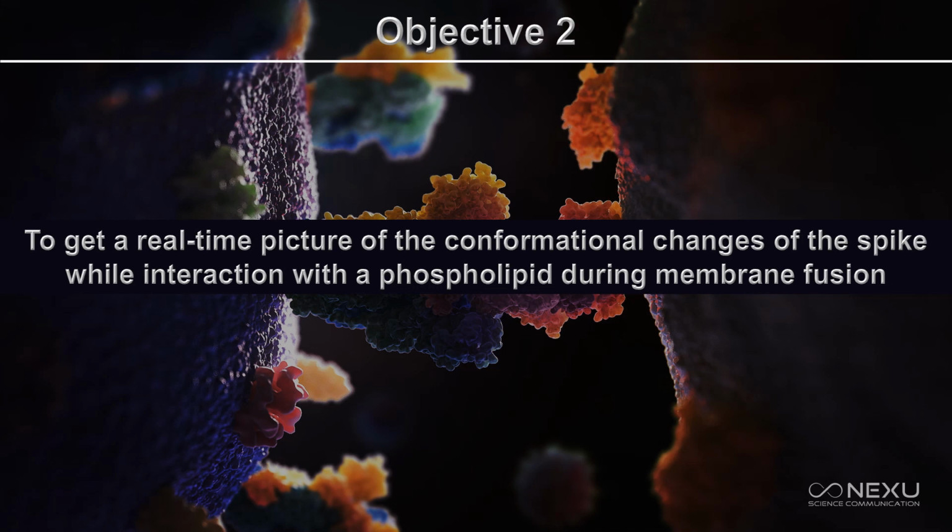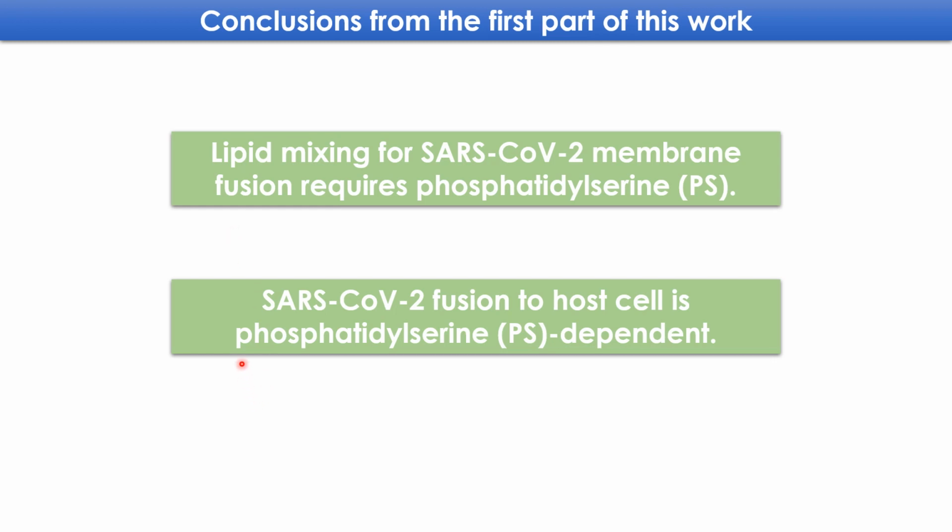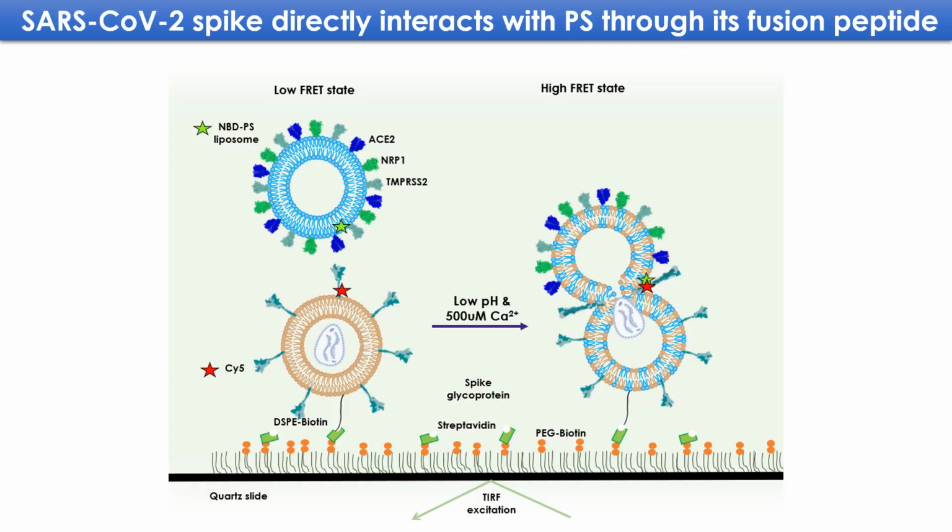This brings me to my second exciting story, which is to find out the conformational changes of the spike when it is interacting with a phospholipid during membrane fusion. This work is divided into two parts, and I have already shown the data of the first part in my previous review. The key findings from the first part are: first, lipid mixing for SARS-CoV-2 membrane fusion requires phosphatidylserine or PS, and second, SARS-CoV-2 fusion to host cell is phosphatidylserine or PS dependent.